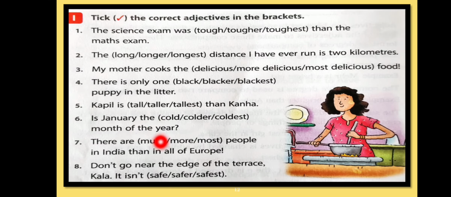There are most people in India than in all of Europe. Here, the people in India are compared with the people in Europe. And the keyword to know that it is comparative is that than is used. So it's of course a comparative degree. So we have to use the word more. More is the comparative form. There are more people in India than in all of Europe.